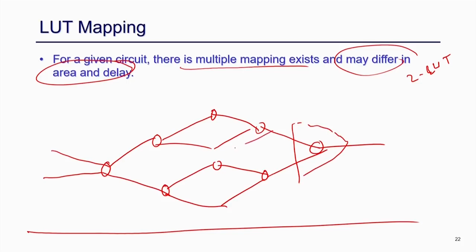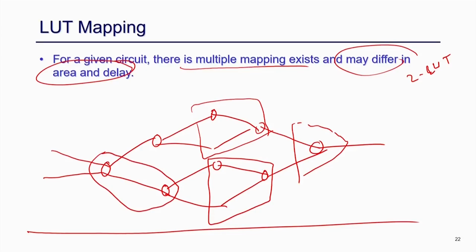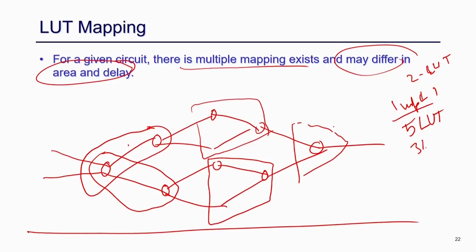You map this into one LUT, because it has 2 inputs. Then you can map the whole of this structure into one LUT, because this is also 2 input, and similarly this is also mapped into one LUT. So, how many LUTs are there? 1, 2, 3, 4, 5. So, in implementation 1, I have 5 LUTs. The delay is 3, there are 3 LUT delays in any path, 1, 2, 3. So, the delay is 3 LUT delay units.